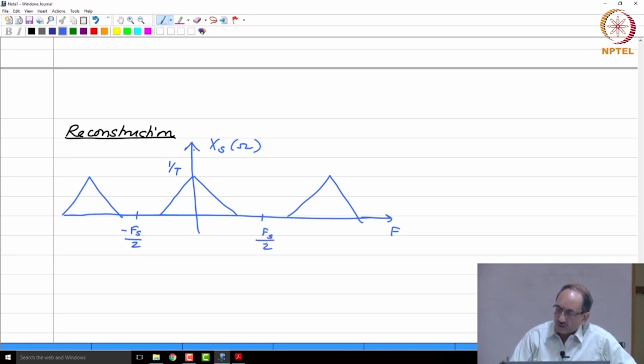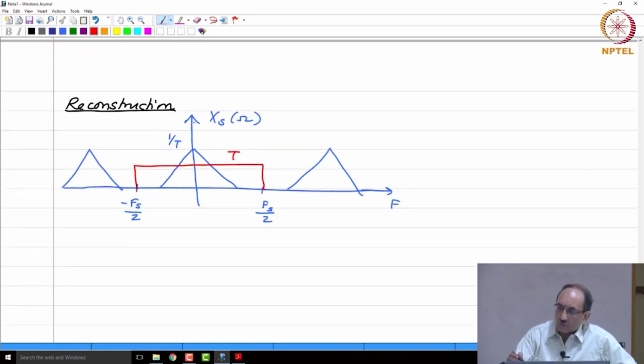So, you need to look at the spectrum only between minus fs by 2 to plus fs by 2. If you now put an ideal low pass filter with gain cap T, it will do two things. One, it will counteract the scale factor of 1 over T, then it will completely eliminate all the copies, right.